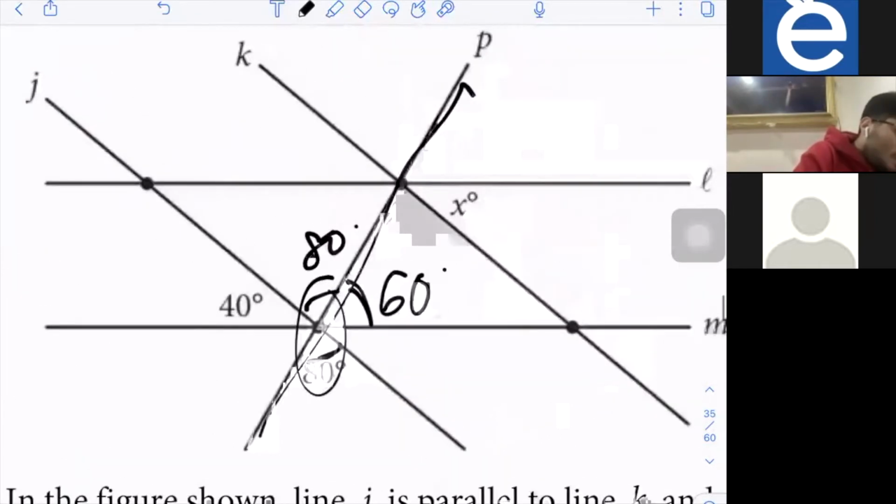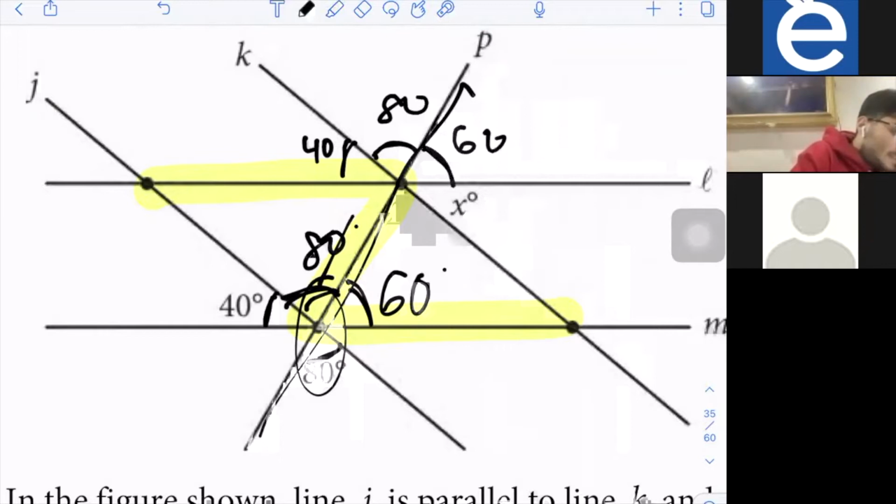The way I do this type of question is by drawing a Z. It helps me know which is which. So if we know this is 40, this also has to be 40. And this is 80, this also has to be 80. And so this basically mirrors this line right here. So this has to be 60 from what we determined before.